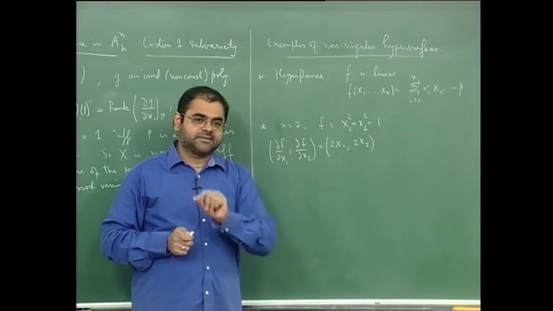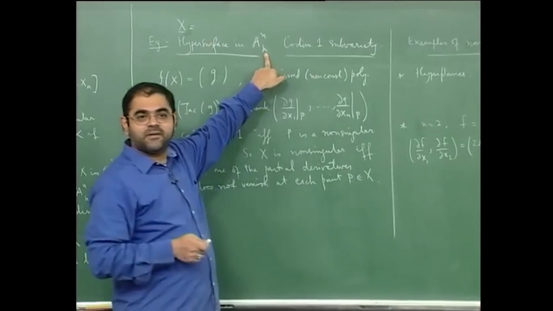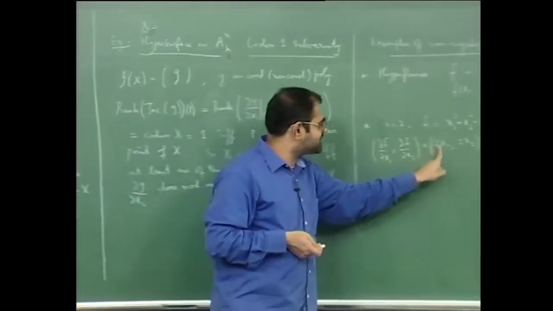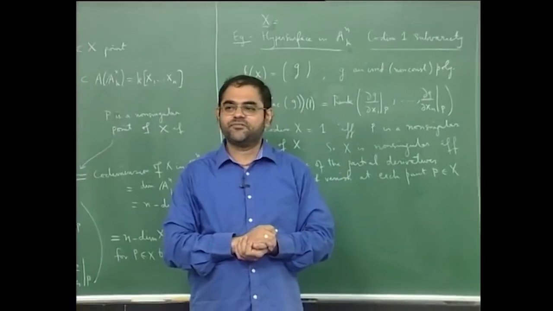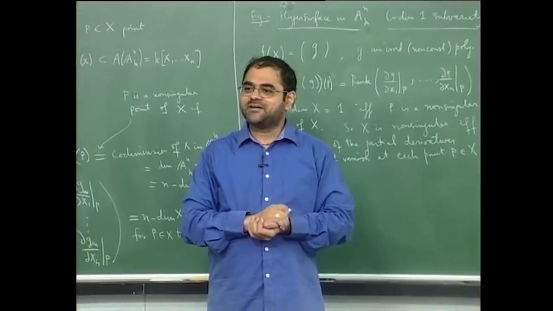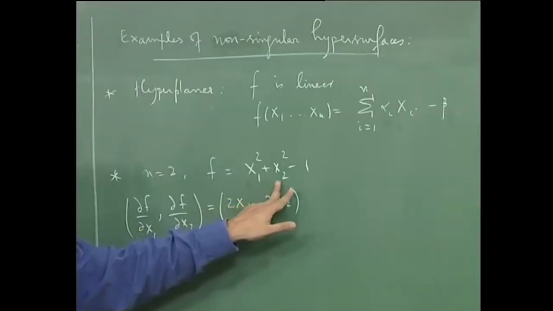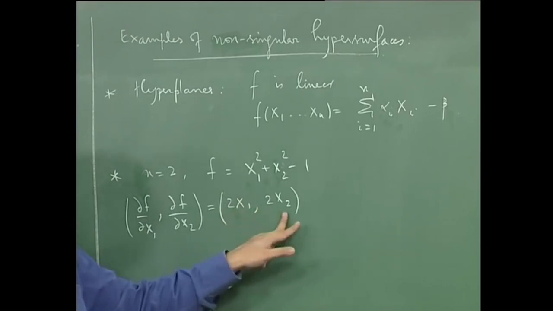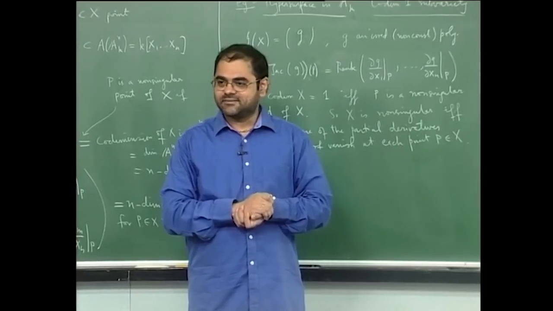But there is a catch. The catch is that this K could be of characteristic 2. K could be an algebraically closed field of characteristic 2, in which case this will be identically 0, because in characteristic 2, 2 is 0. So if K is an algebraically closed field of characteristic 2, then this will vanish. So you have to be careful about the characteristic of the field where you are doing these computations.